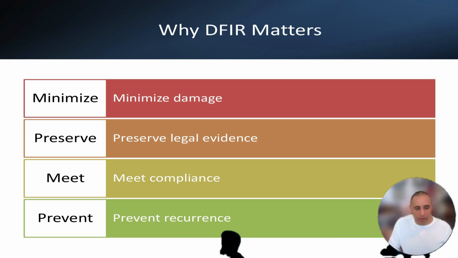Minimize damage. The first priority in any incident is containment. DFIR teams work quickly to stop the attacker's activity, prevent further spread, and protect critical systems and data. Speed matters. Reducing dwell time directly reduces cost, operational impact, and reputational harm. Minimizing damage ensures the organization can maintain operations and recover faster.